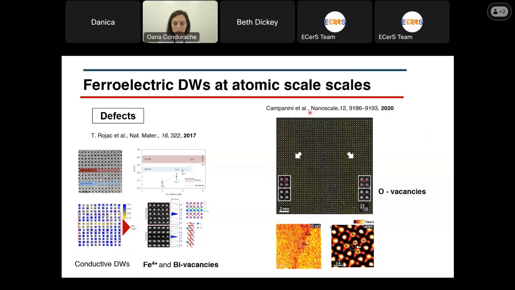This is another case where oxygen vacancies segregated at the domain wall, and this is a special kind of domain wall because it's so-called strongly charged. You can see that the tails of the polarization meet, which makes it intrinsically negatively charged, and so oxygen vacancies compensate for that intrinsic charge.